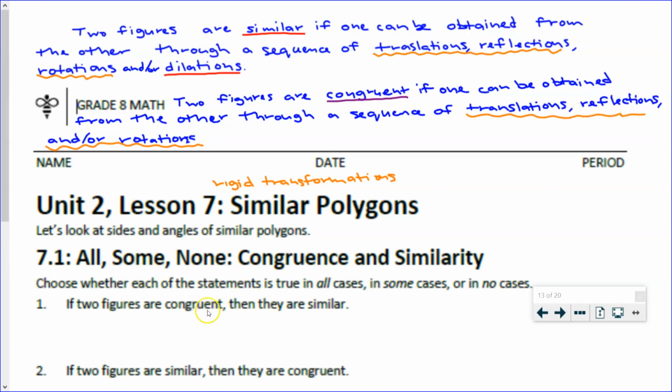If figures are congruent, eyes on the screen. If figures are congruent, then one can be obtained through the other through a sequence of translations, reflections, and or rotations. If they're similar, remember how everything is almost exactly the same except we added one word and said and or dilations? So if it's congruent, that means I can do a translation, a reflection, or a rotation, right? If it's similar, that means I can do a translation, a reflection, or a rotation. Oh yeah, we can also do dilations.